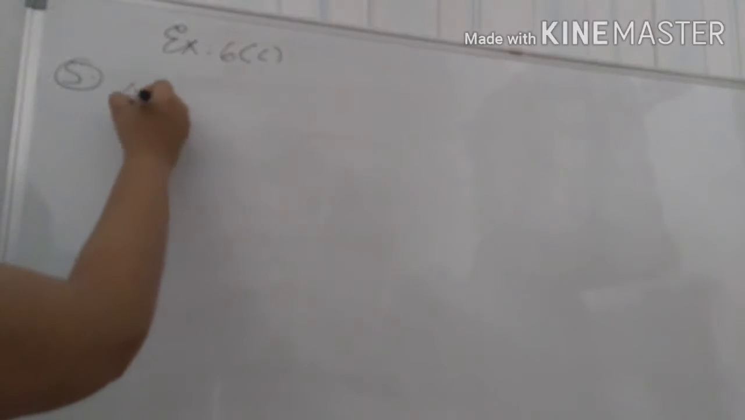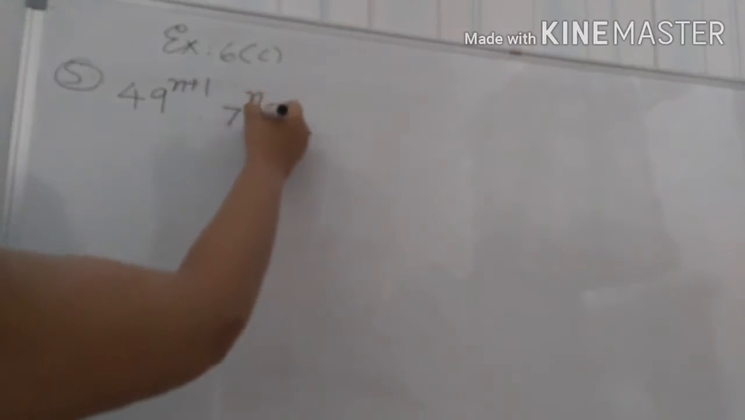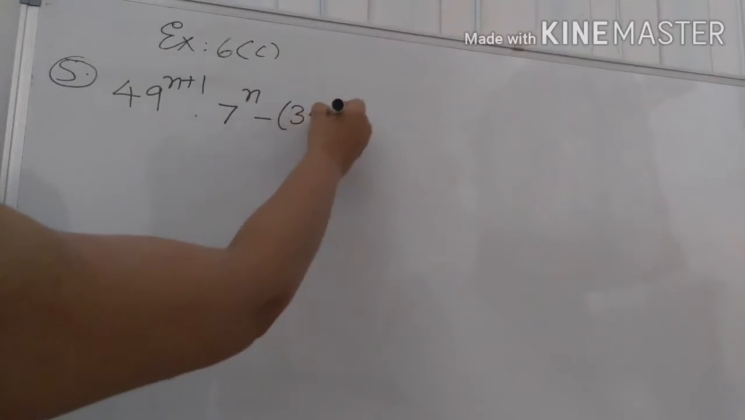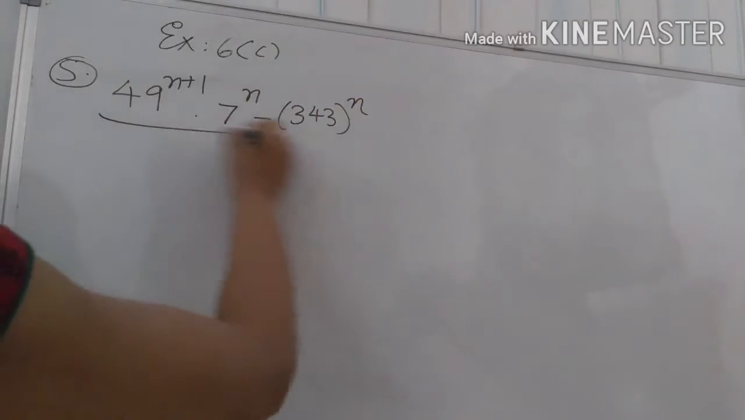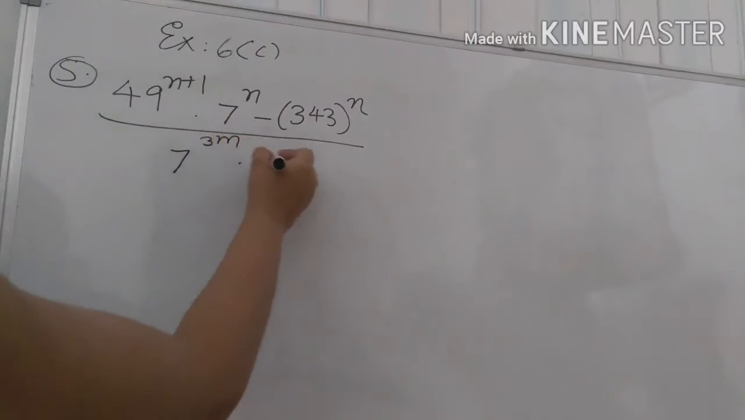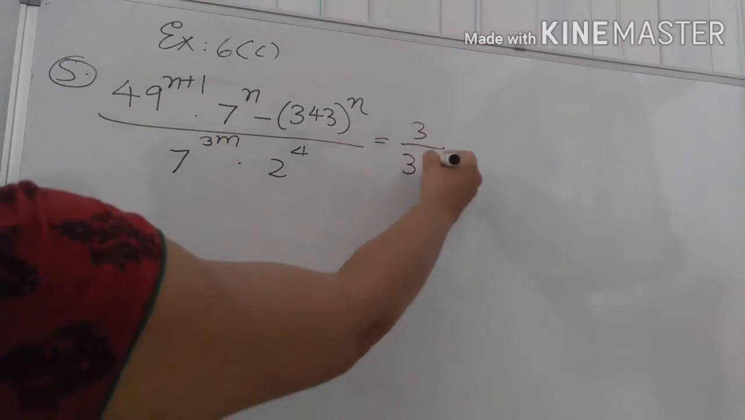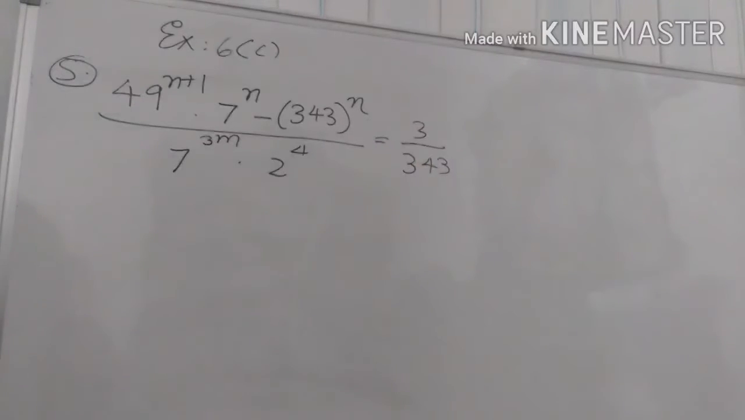First, I am writing 49 whole raised to n plus 1 into 7 raised to n minus 343 whole power n, divided by 7 raised to 3m into 2 raised to 4, is equal to 3 upon 343. This is the part given to you. Now we have to prove accordingly.